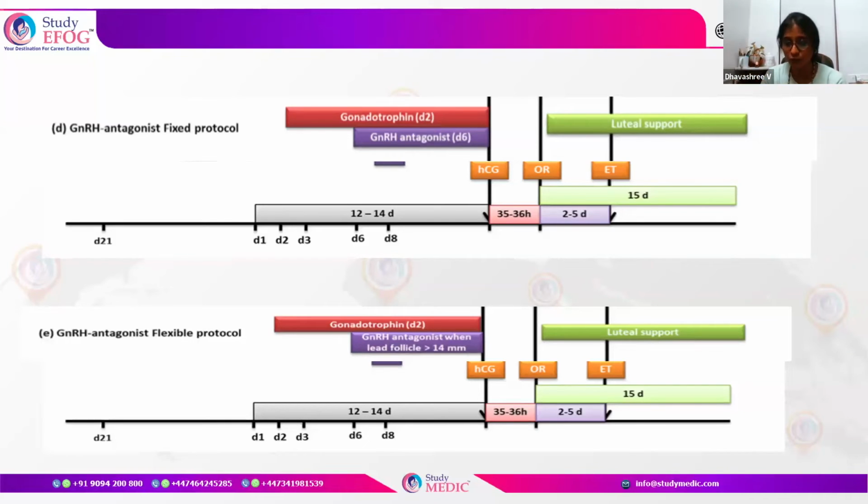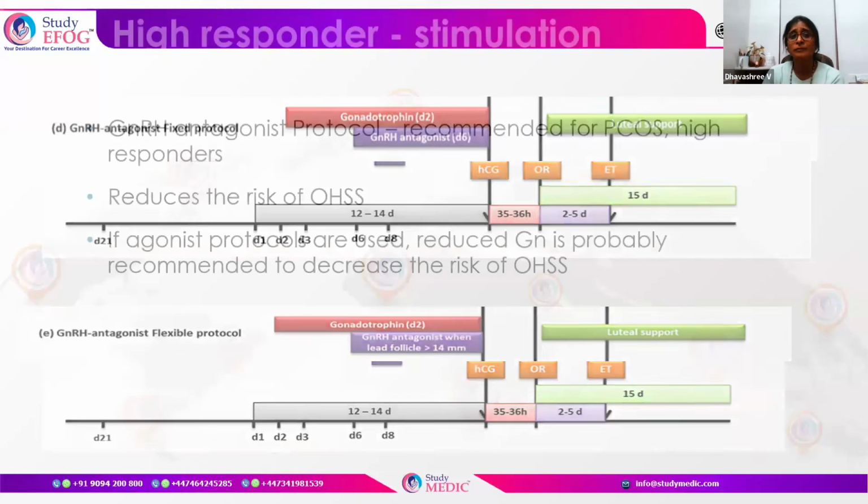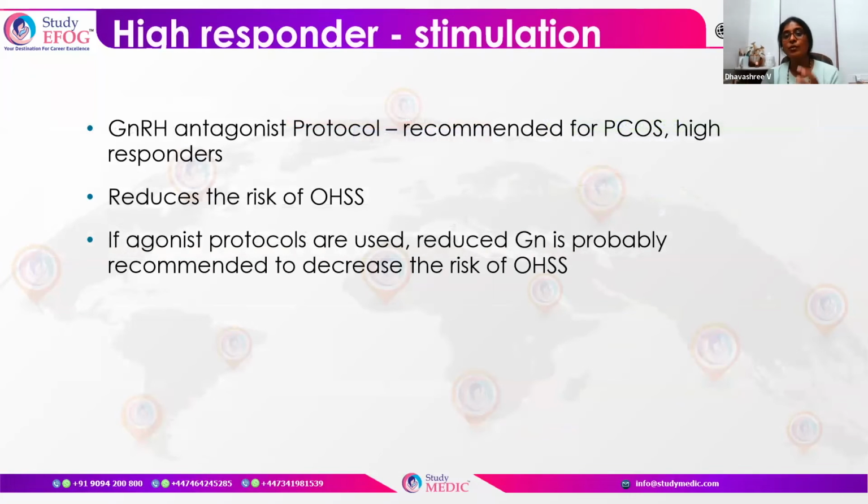Hope it is clear so far. Let us look into what kind of stimulation we should start in the case of high responders. We know high responders have a high chance of developing OHSS, especially women with PCOS, women who have had previous OHSS, or women who have had a high response in previous cycles. These are the women who should have an antagonist protocol.